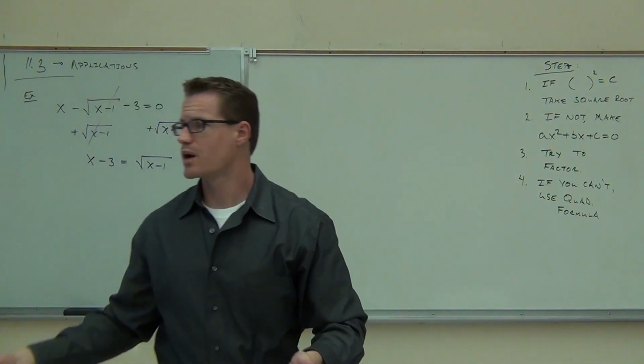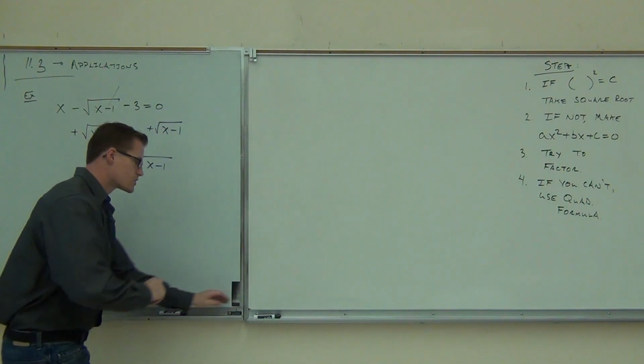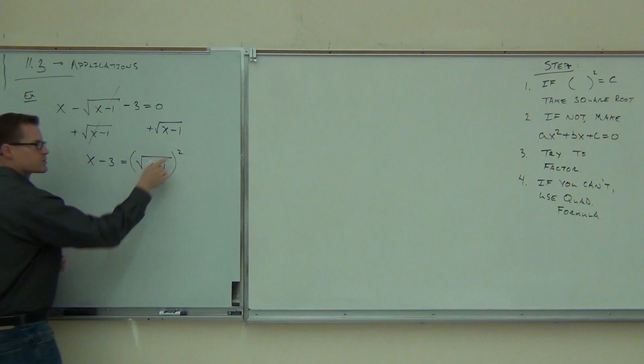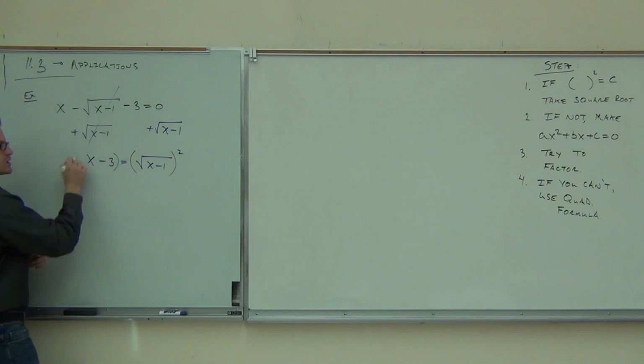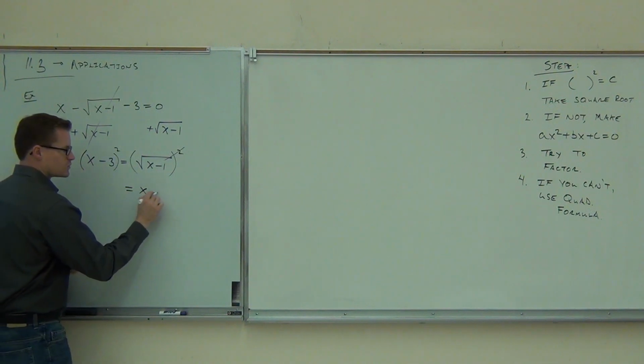Now, in order to get rid of a square root, I kind of showed you, but this is old stuff. We're going to square both sides. This is what was on your test. We'd say, oh, okay, you know what? I'm going to square this side because I know squaring a square root is an inverse operation, but I also need to square this side. So on the right-hand side, I get x minus 1, no problem.